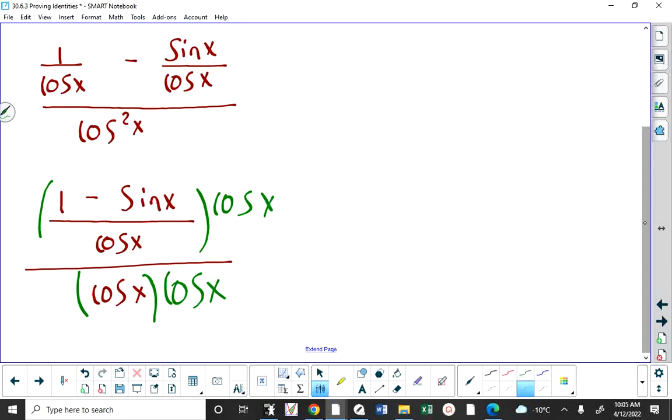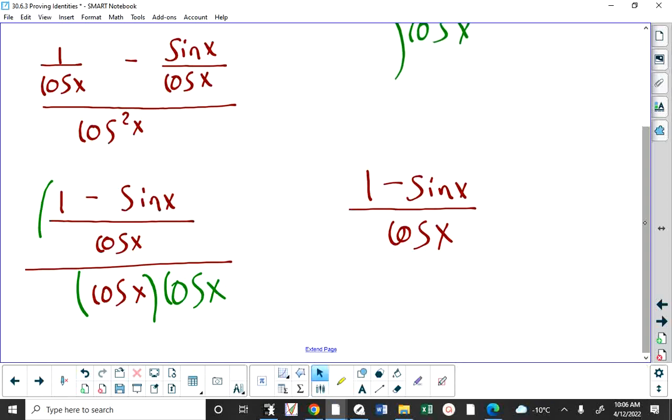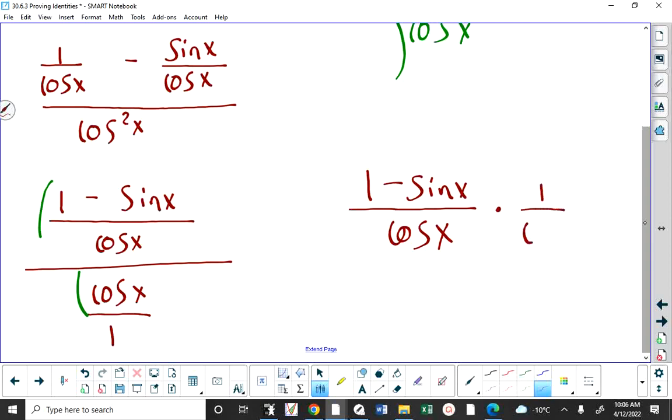The other option here is you could take 1 minus sine of x. I don't like this because it's too limited, but it would work here. You could take the top of that fraction, and since the bottom is cos x over 1 and you're dividing by cos x over 1, rules of fractions say you multiply by the reciprocal of the fraction you're dividing by, and you get 1 minus sine x over cos squared of x. But again, I don't recommend that.